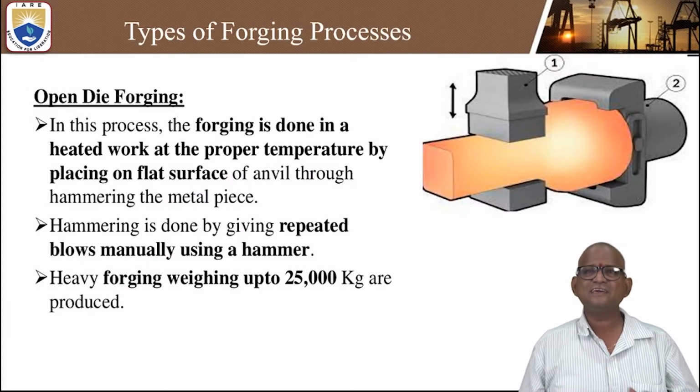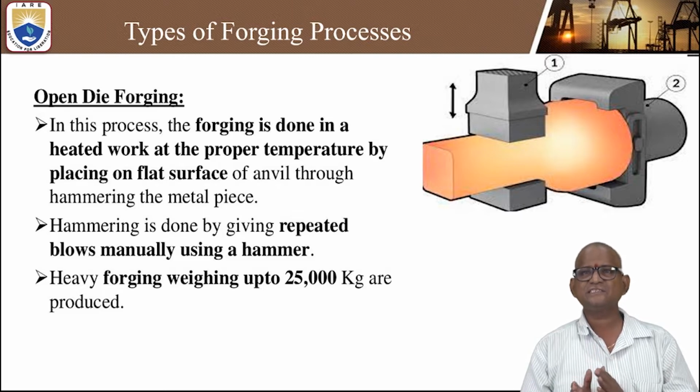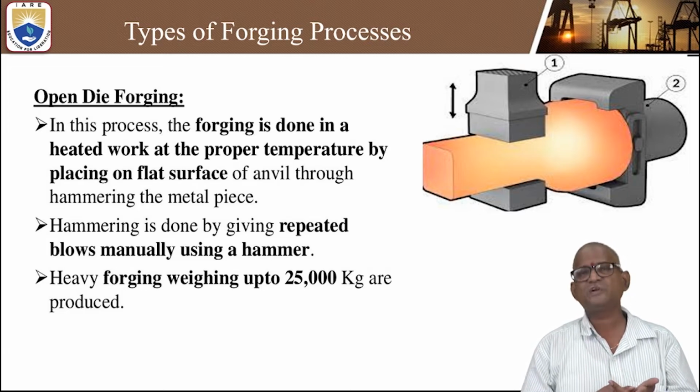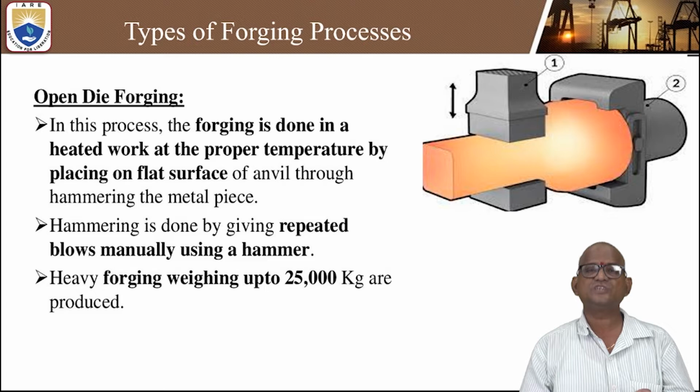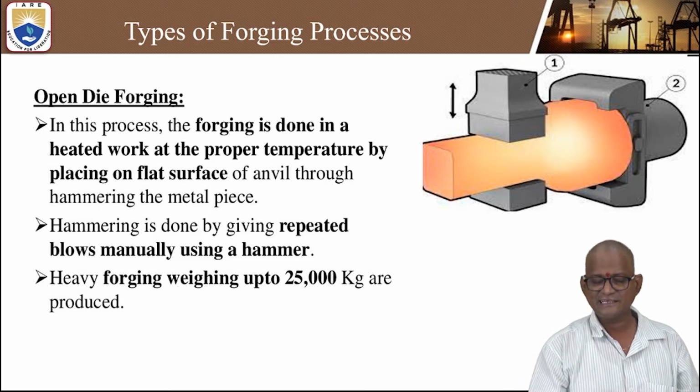Now let us see the classification. While discussing the classification of forging processes, there are only two types of forging. One is open die forging, the second one is closed die forging. In this figure you can clearly understand that this is the open die forging process.